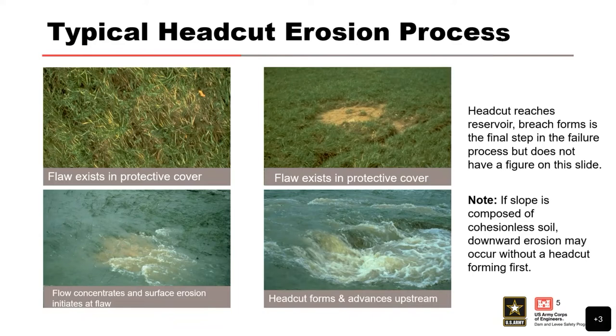I want to make a note that this process can also occur in cohesionless soils. These figures are really specific to cohesive soils, where we can actually develop that head cut. In a cohesionless soil, we may not have a head cut that forms, right? We could have surface erosion, we could have some progressive sloughing, so we can still have this process in a cohesionless soil. It'll just look a little bit different.